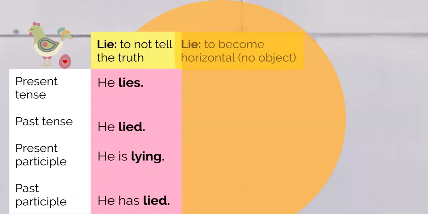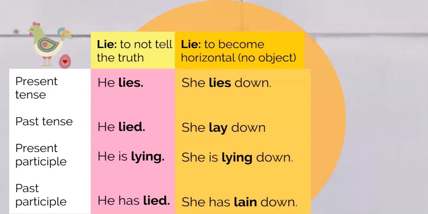Now, the other meaning of the verb to lie is to become horizontal, and it never has an object after it, so there's nothing to receive the action of the verb. You might say she lies down, she lay down, she is lying down, and she has lain down. So that's one that's to learn.